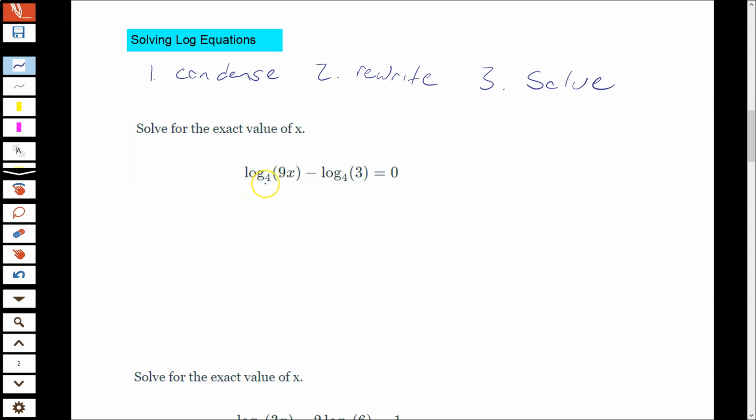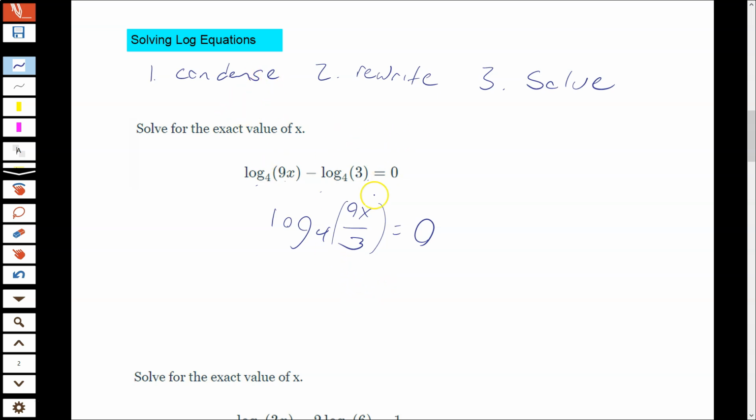The first thing I'm going to do with this is I have 2 logs. I want to turn it into 1 log. Remember, that's what condense means. So I'm subtracting here. When I'm subtracting 2 logs, I end up dividing. So these 2 things are equivalent. 0 stays the same. I've not changed that side.